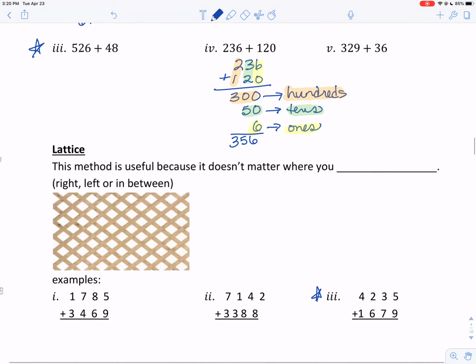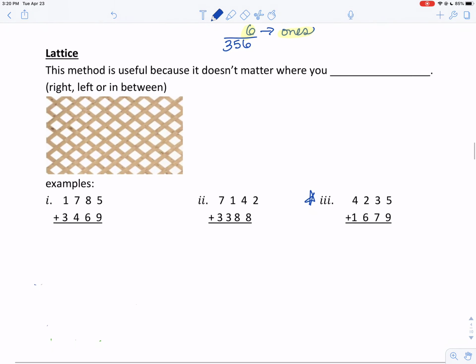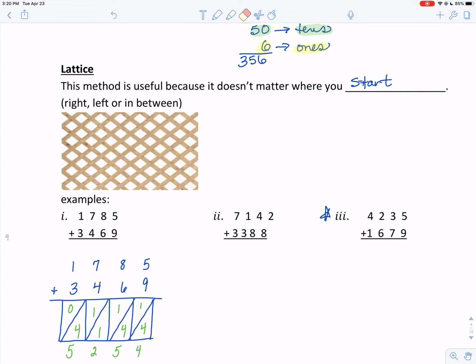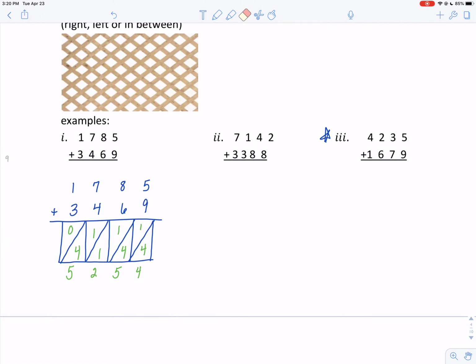The next algorithm is called the lattice method. This method is great because it does not matter where you start. So it works really well for your kids that have ADD or they just can't determine where to start. So the very first thing you want to do is to write the problem bigger and put in the lattice. So that is the blue. So when you first teach this to your students, you're going to want to provide them the actual lattice, the blue, and then they would just fill in the green.